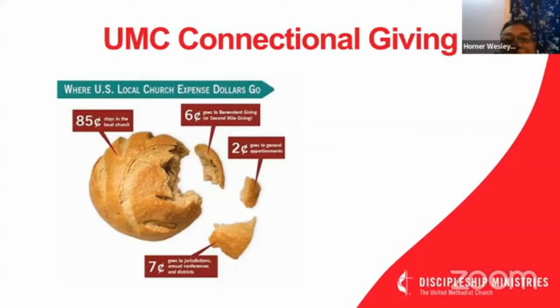Dahil connectional tayo, yung giving natin ay connectional din, no? So, siguro alam naman natin na ang bawat local church mayroong tinatawag na apportionment, no? Ayan. And then meron din yung mga offering, part of our offerings goes to special offerings, no? Yung mga special offering Sunday natin, ibinibigay din natin. Sabi niya in the US, 85 cents for every dollar stays in the local church, 6 cents goes to benevolent giving, 7 cents to jurisdictional conferences, and 2% goes to general apportionments.